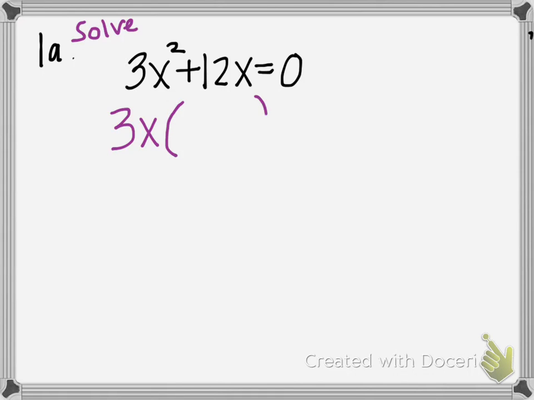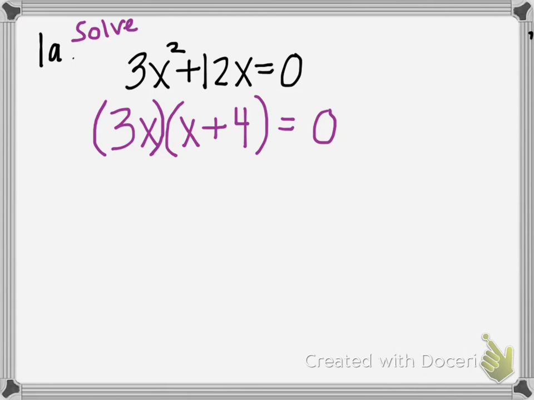What would be left in my parentheses? Well, 3x times x gets me back to 3x squared. Bring down the plus sign, and 3x times 4 gets me back to 12x. So that's equal to 0. So far I took the left-hand side from expanded form to factored form. The reason that I did that is to get the variables separated. Really, the 3x, you could write it in parentheses. It's being multiplied by x plus 4.